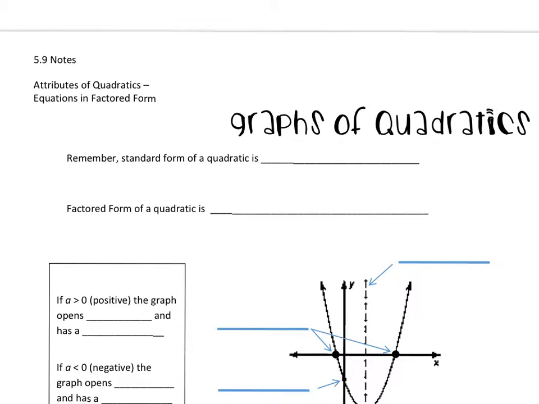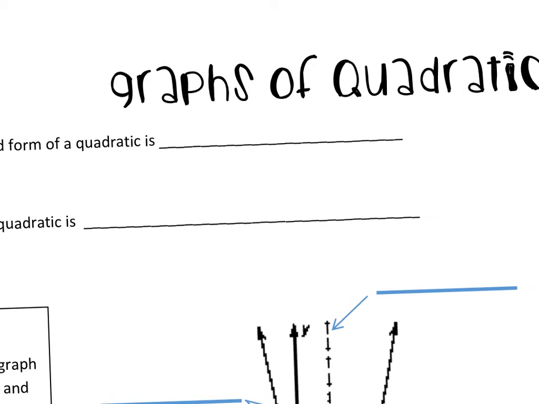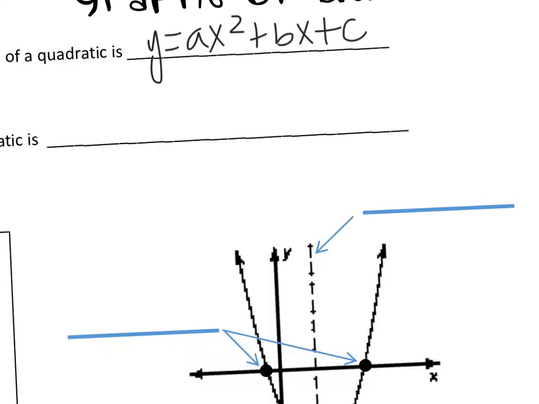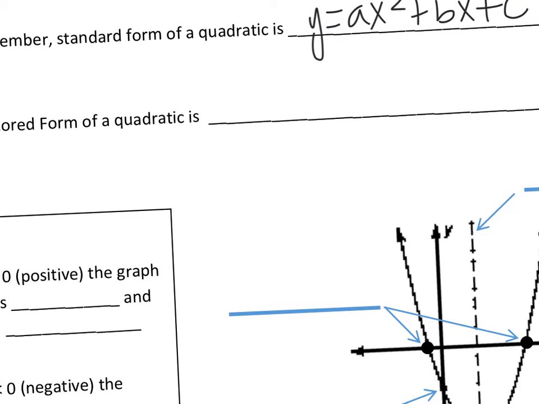So we are on our last day of graphing quadratics, and we've talked about a lot of things, and today is going to be probably one of the easier days. So first of all, we need to recall that the standard form of a quadratic is y equals ax squared plus bx plus c. And this formula we've been using now for a couple weeks. Today we're going to learn about a new form, which is called factored form.